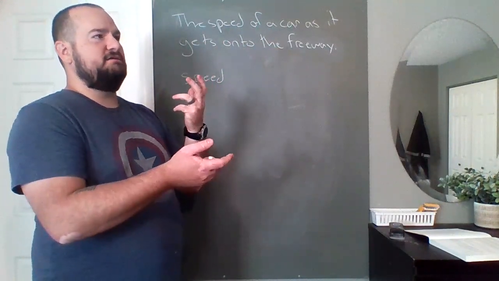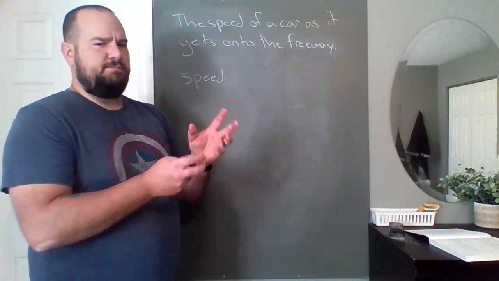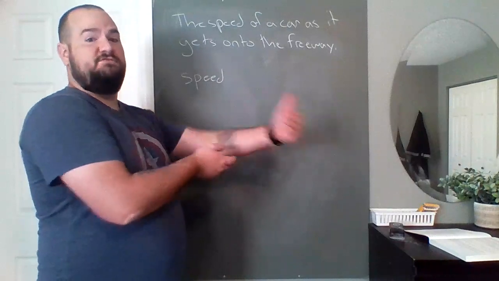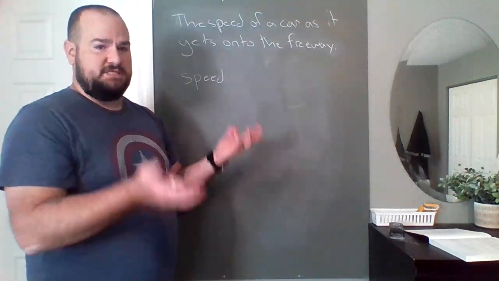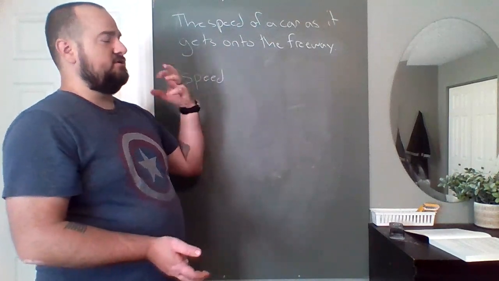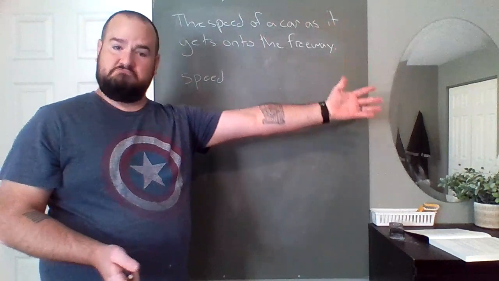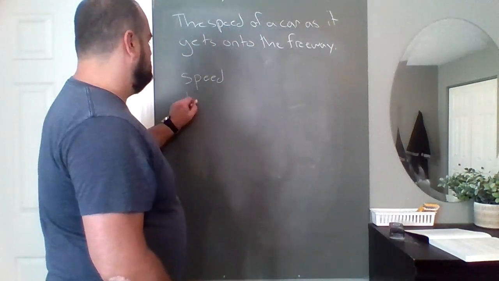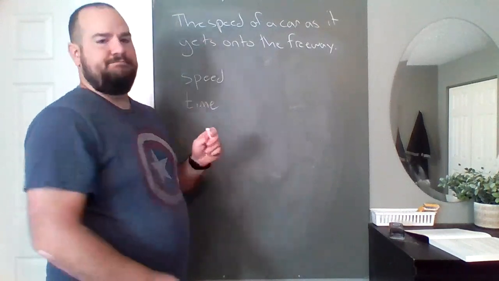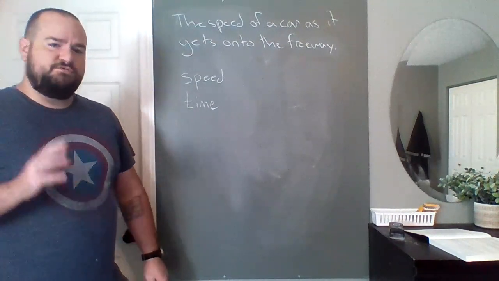So we can see that that could be a couple things, right? If we really want to get real nitpicky, we could say that's its distance from this freeway. But what's really easy is time, right? As a car is getting onto the freeway, well, that's the time from when it started to get on the freeway to however long it takes. So our other variable is time. So these are our two variables in the situation.